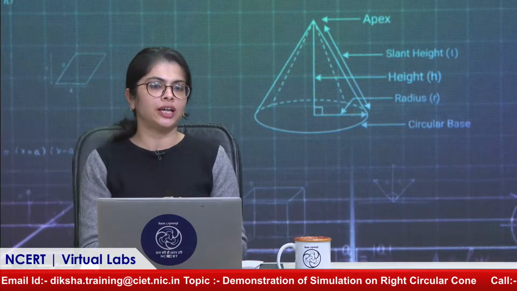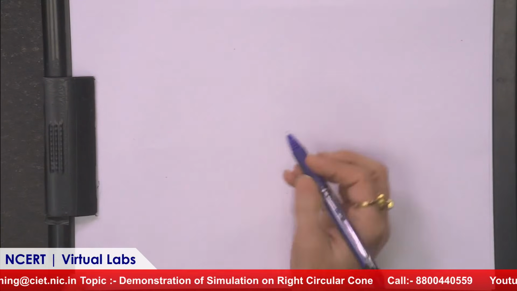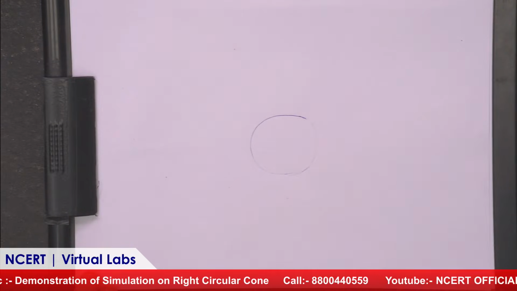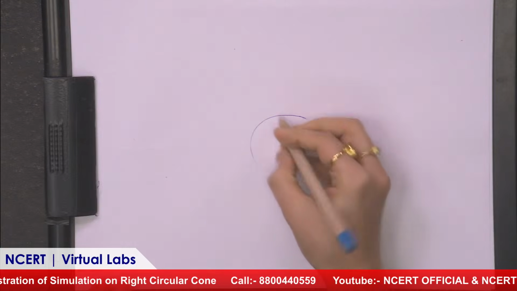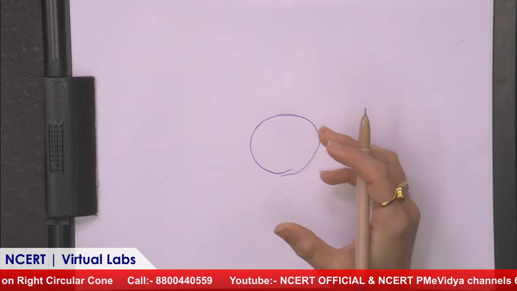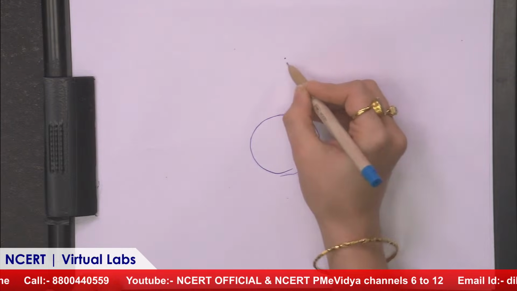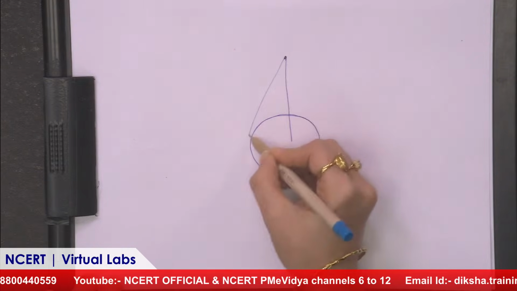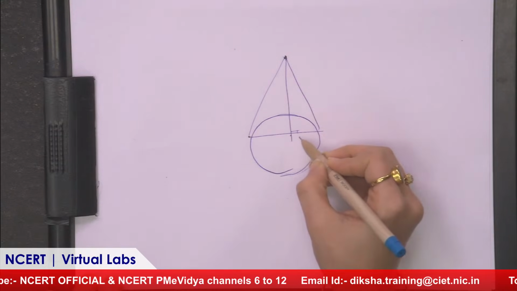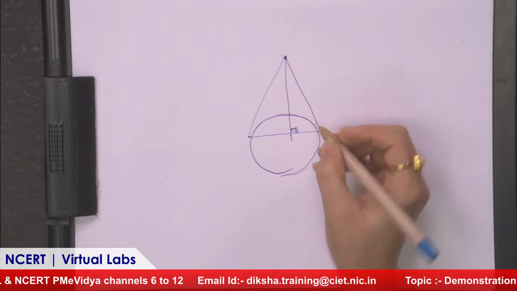It's a special type of structure where we can see that there are two conditions. The first condition is the base should be circular. So it has a circular base. If it is elliptic or any other shape, then it's not a right circular cone. And another thing is that we have one vertex, and when we join this vertex to the center of the circle, it should be perpendicular. So this is the right circular cone.